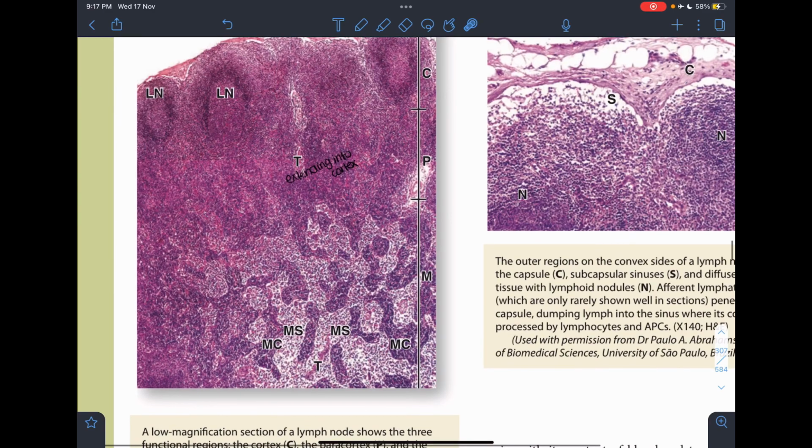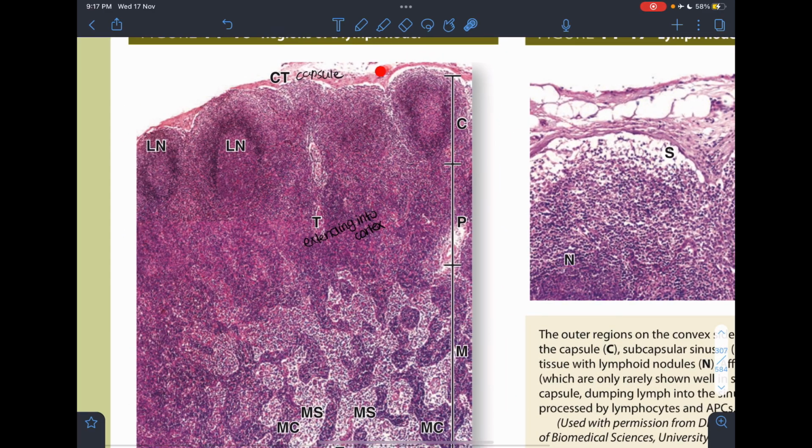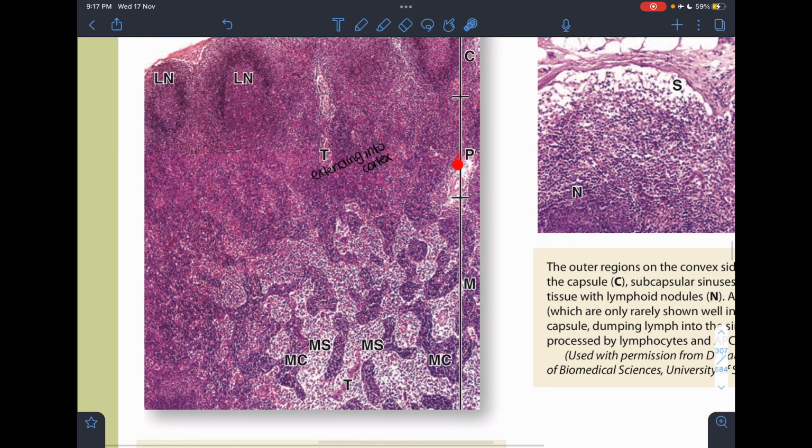So just one last thing, this is a section of a lymph node. As you can see, this is the connective tissue capsule, this is the cortex, and here we have the paracortex. As you can see, there is nothing here that will distinguish this as the paracortex. As you can see, it's empty.